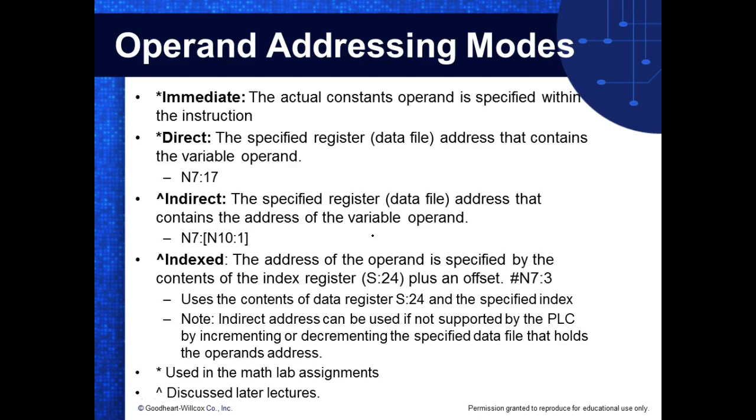Direct addressing, what we're going to do is specify a data register, and the contents of that data register or that data file. I need to get out of that. The book calls them registers, but they're not registers, they're data files. The content of that data file word is going to be your operand. Everybody understand that?